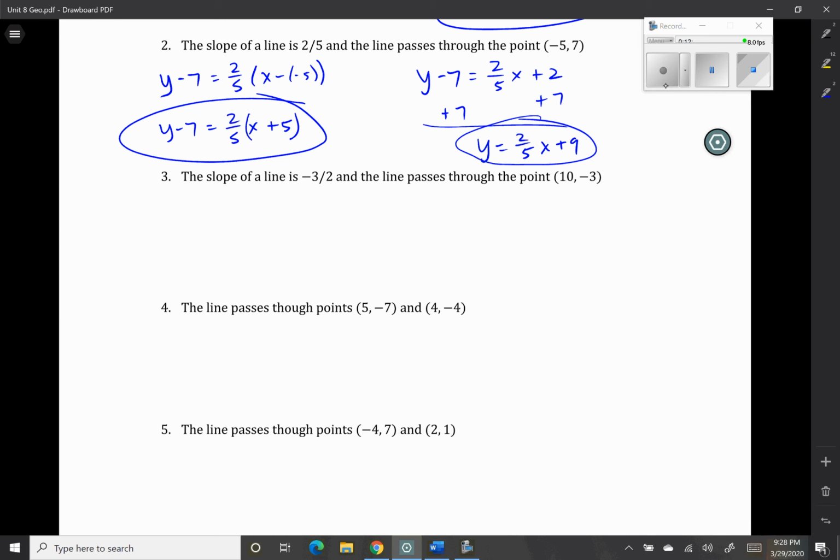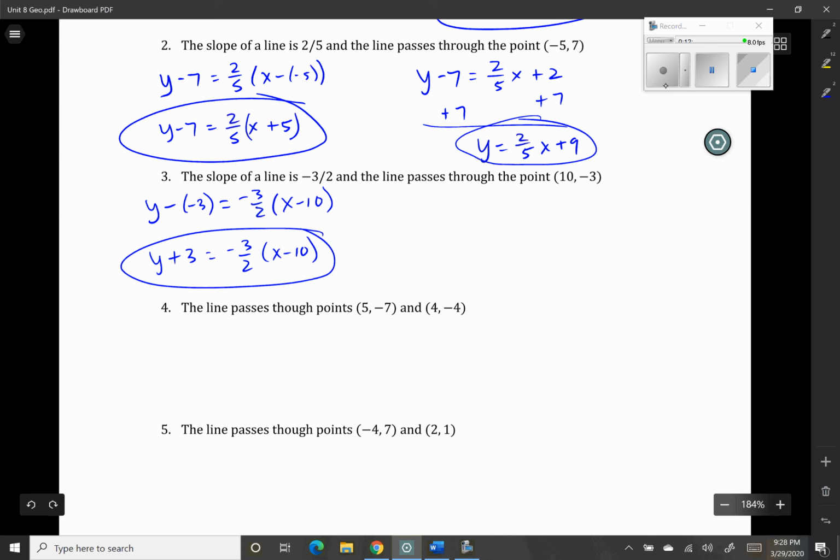All right, so hopefully you paused the video. Let's see how you did. So I'd say y minus negative 3 is equal to negative 3/2 of x minus 10. Double negative, make that a plus. And there's a perfectly acceptable equation of a line. If we distribute, we'd have y plus 3 is equal to negative 3/2 x plus, if you do that quick math, it becomes 15. Subtract 3 from both sides, and we get y equals negative 3/2 x plus 12.